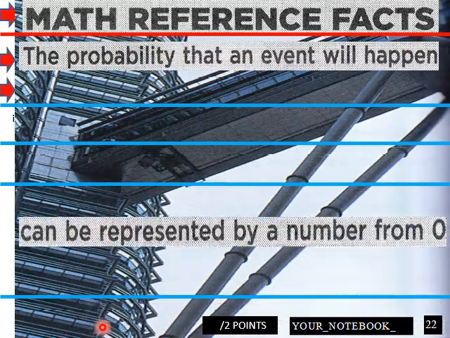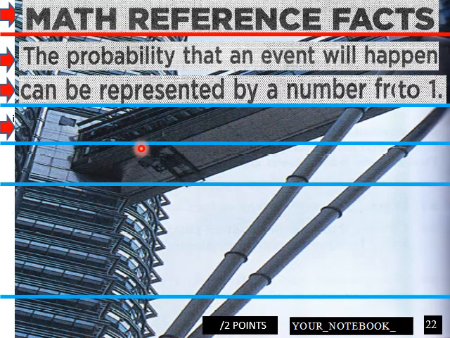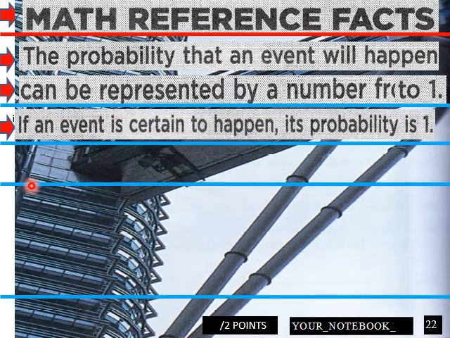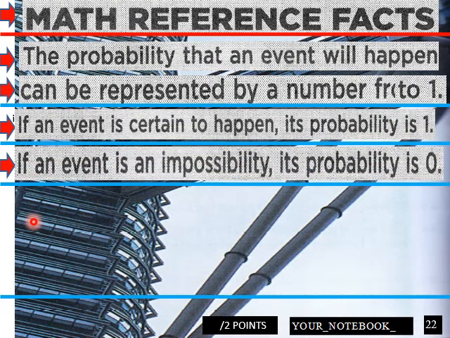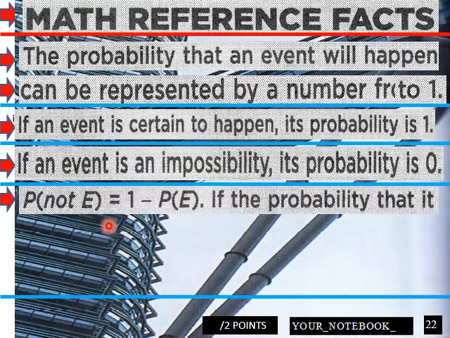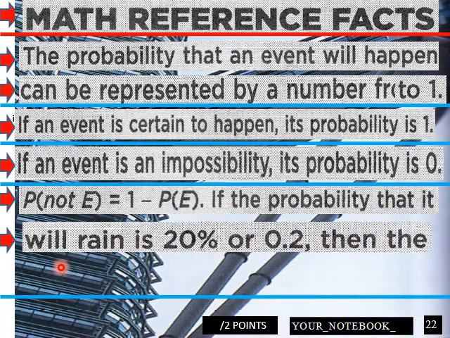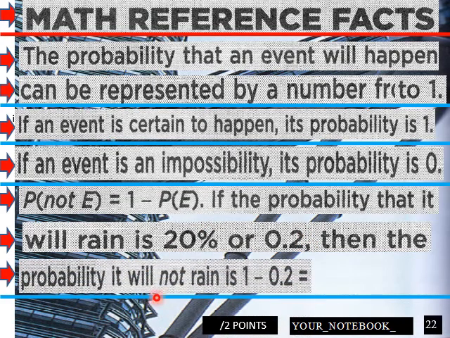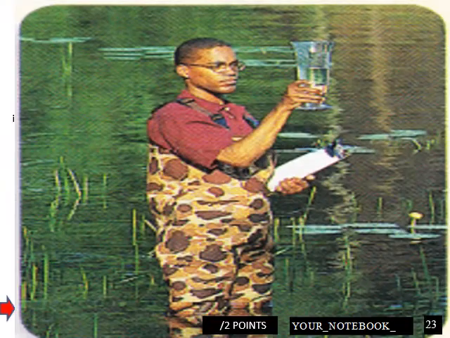Math reference facts. The probability that an event will happen can be represented by a number from 0 to 1. If an event is certain to happen, its probability is 1. If an event is impossible, its probability is 0. The probability of not E equals 1 minus P(E). If the probability that it will rain is 20%, or 0.2, then the probability it will not rain is 1 minus 0.2, which equals 0.8.